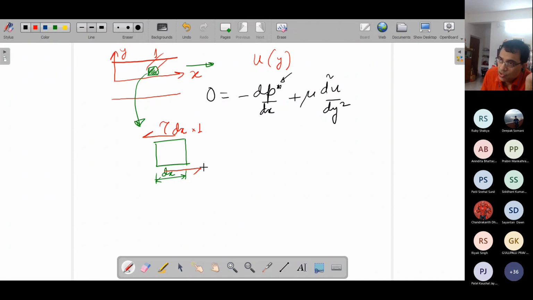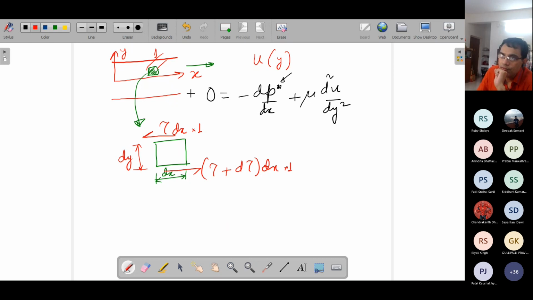So that means that tau will be in the forward direction, but it will be, say, some tau plus d tau. It's a change because of the change in y. So let us say this is dy. D tau is the change in tau because of the change in y, and this into dx into 1. So this is the shear force.